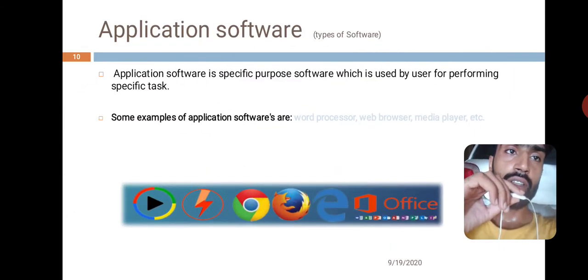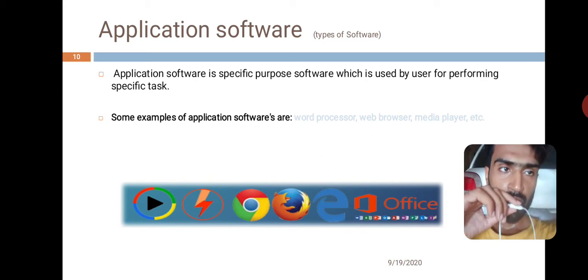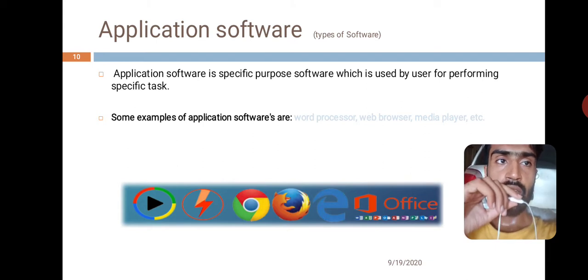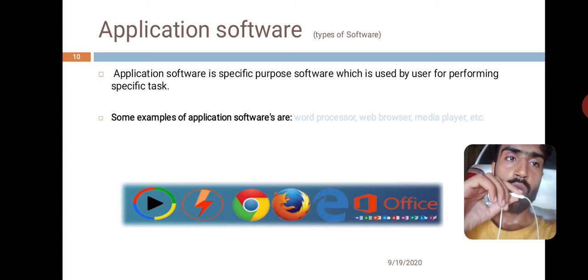Application software. Application software is specific purpose software which is used by the user for performing specific tasks. Some examples of application software are word processor, web browser, media player, etc.